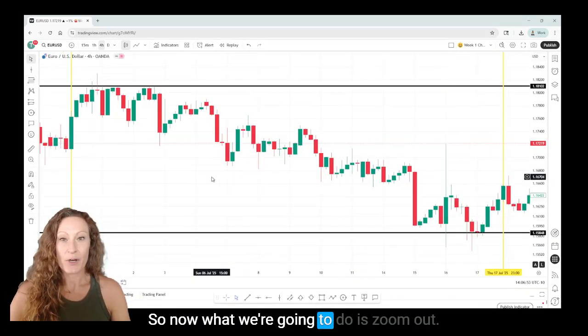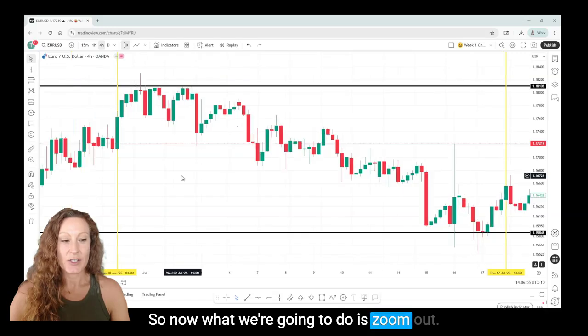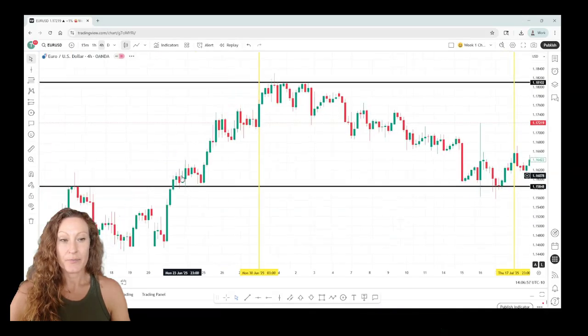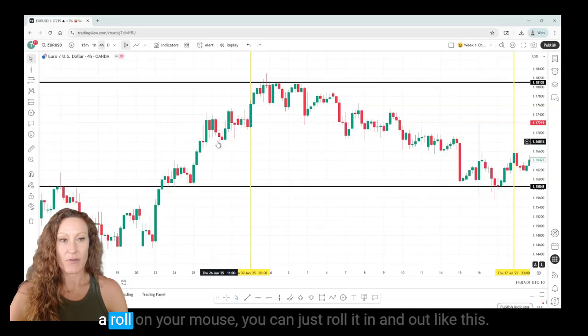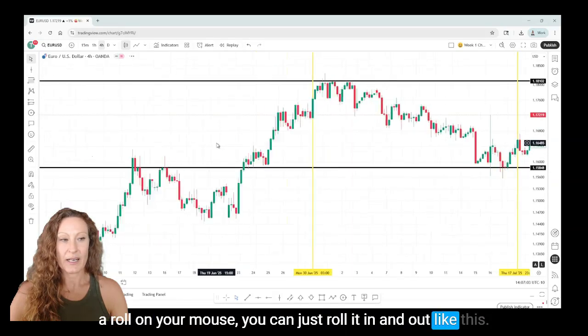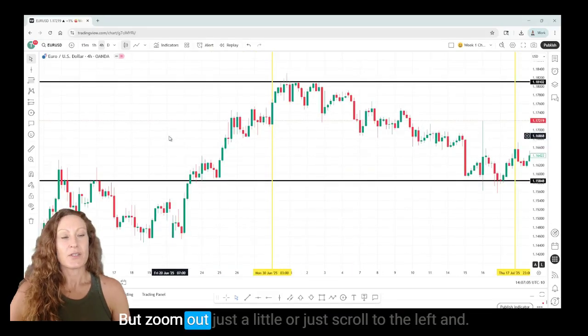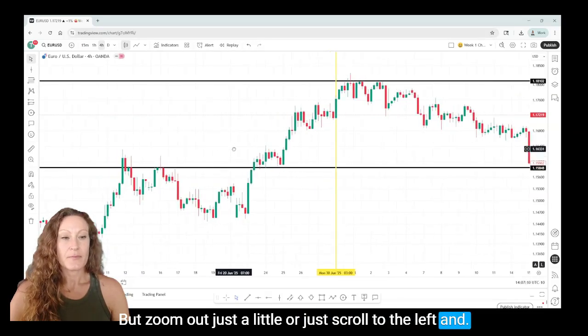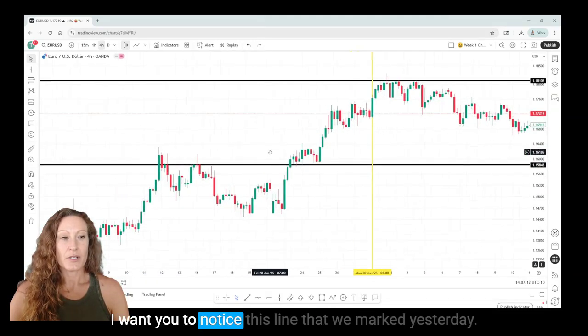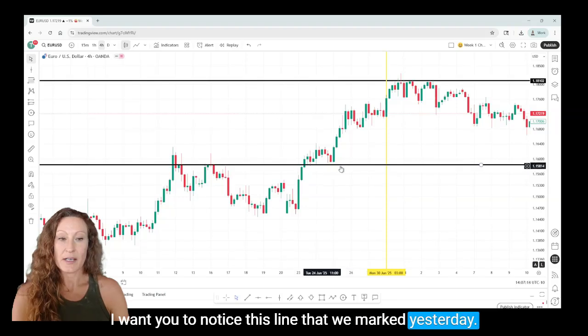So now what we're going to do is zoom out. If you want to take this and scroll like this, or if you have a roll on your mouse, you can just roll it in and out like this. But zoom out just a little, or just scroll to the left. And I want you to notice this line that we marked yesterday.